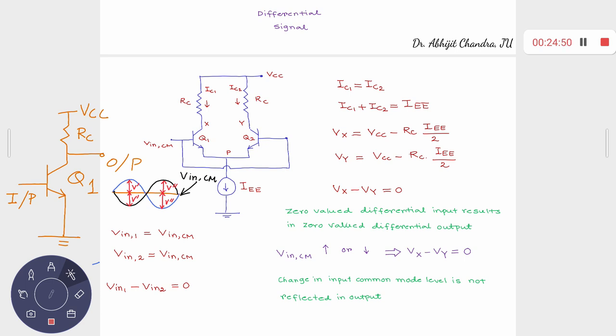Now, as I have already told you, the differential signal is a pair of signals. If this point is connected to the ground directly, then depending upon the input DC level, suppose the input DC level is 2 volt, then you have some amount of current, 2 minus 0.7 being the base drive. Now suppose your input common level is at, say, 3 volt, it will be different. So it is possible that one of the transistors might be driven into saturation. It depends entirely upon the value of the input common level.